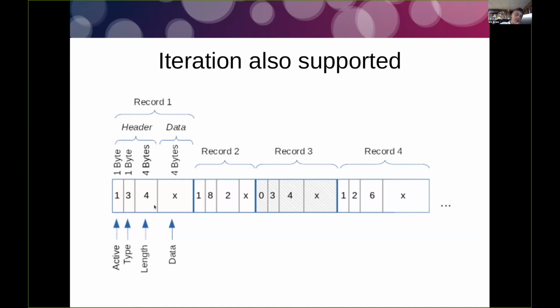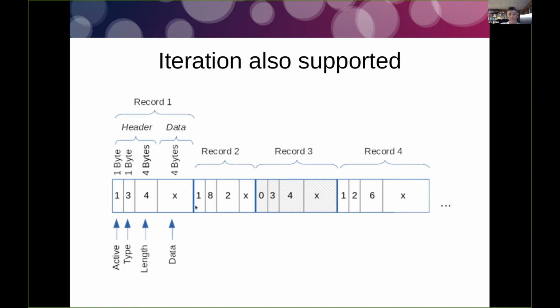Each data item is stored with an active record, active byte in the beginning. So the very first byte of the byte buffer is the very first record within the byte buffer, and that first byte represents whether that record is active or not. The next one tells you the type and then the length. So you always know how many bytes to skip over to get to the next record.